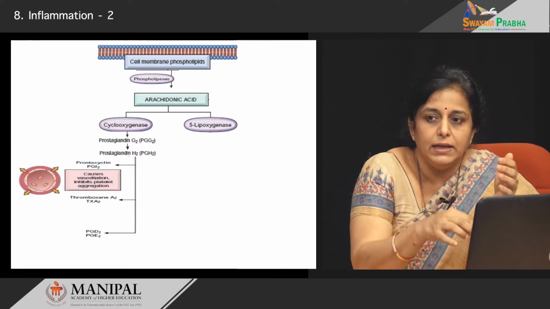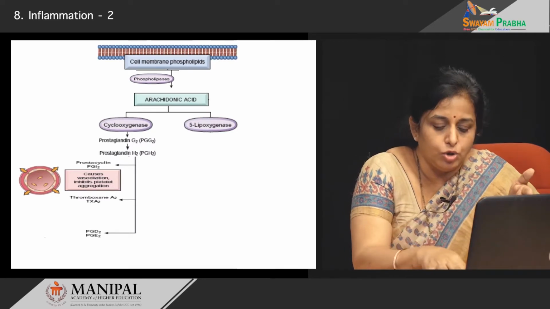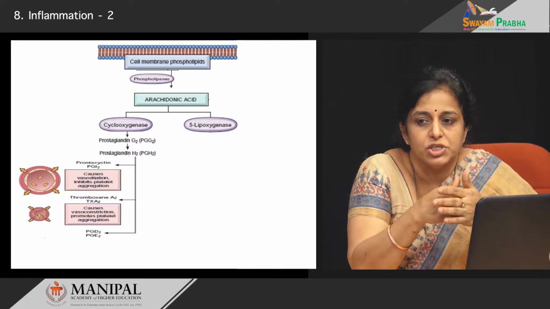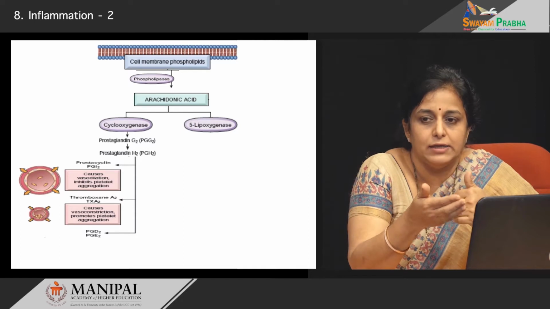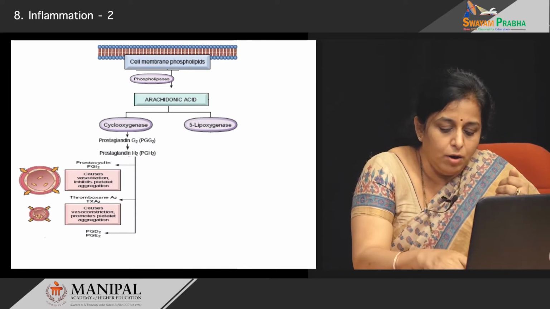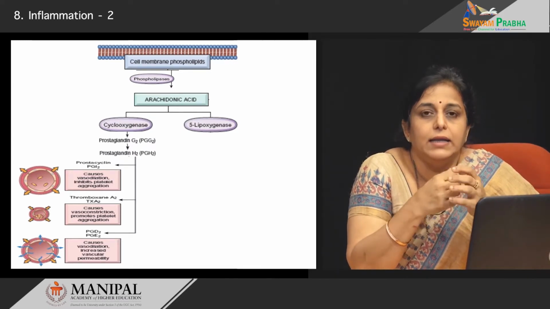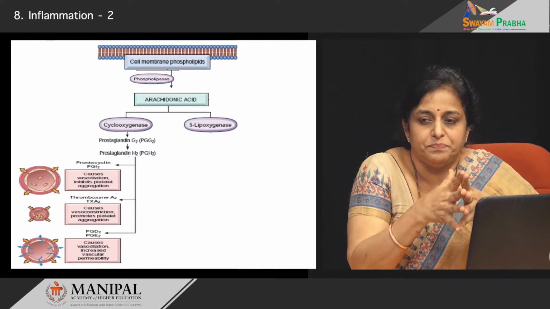Now, this prostacyclin PGI2 and thromboxane A2 have very opposing effects on each other. While prostacyclin causes vasodilatation and inhibits platelet aggregation, thromboxane leads to vasoconstriction and promotes platelet aggregation. So, they have exactly opposite actions to each other. Now, PGD2 and E2 result in vasodilatation and increase the vascular permeability.